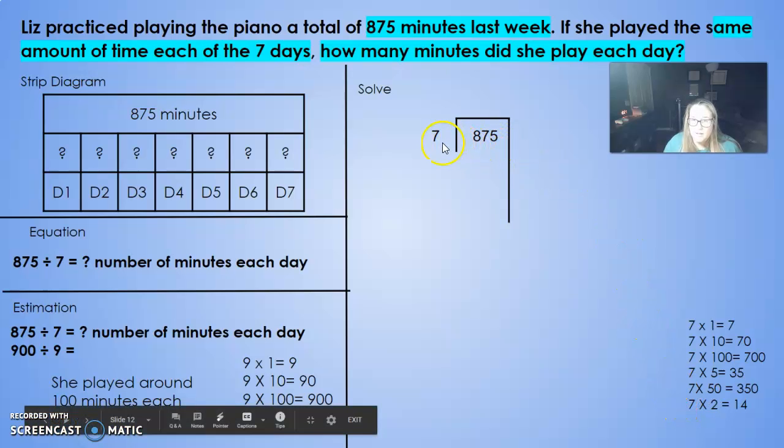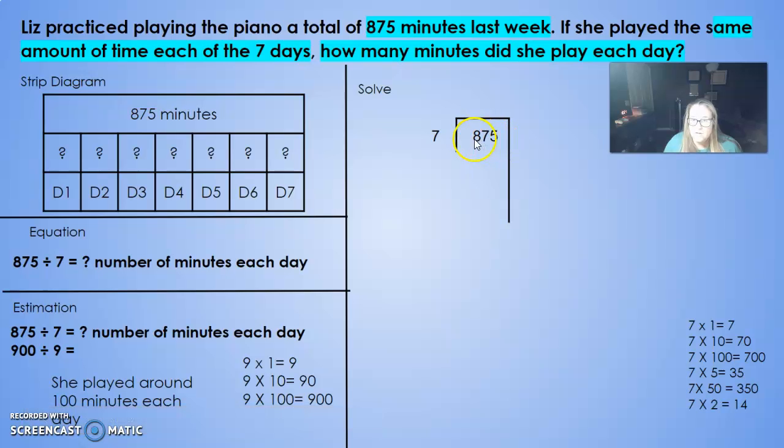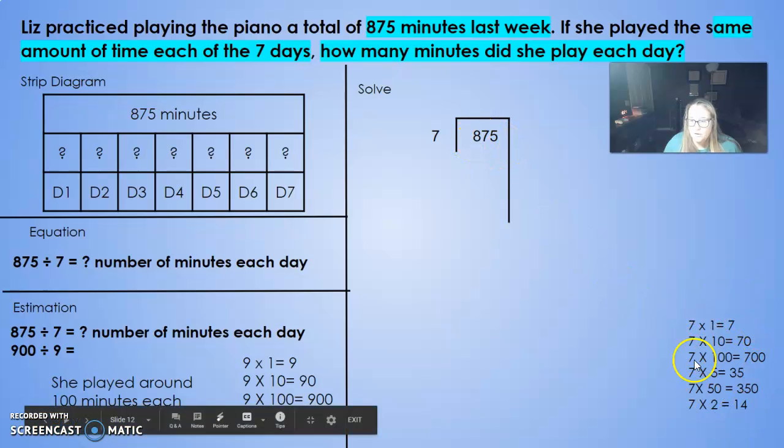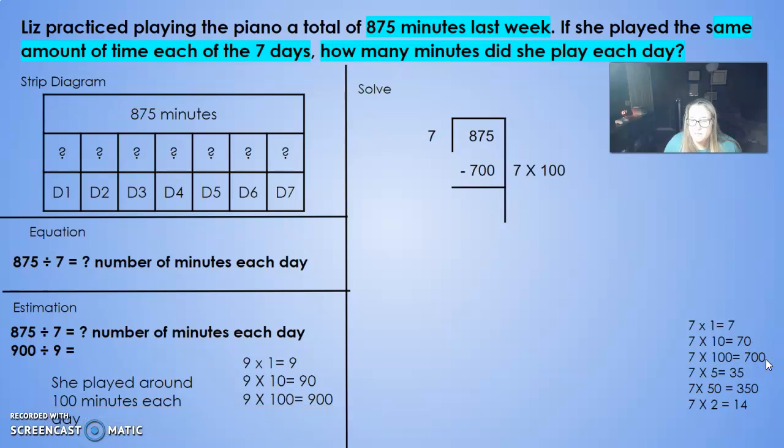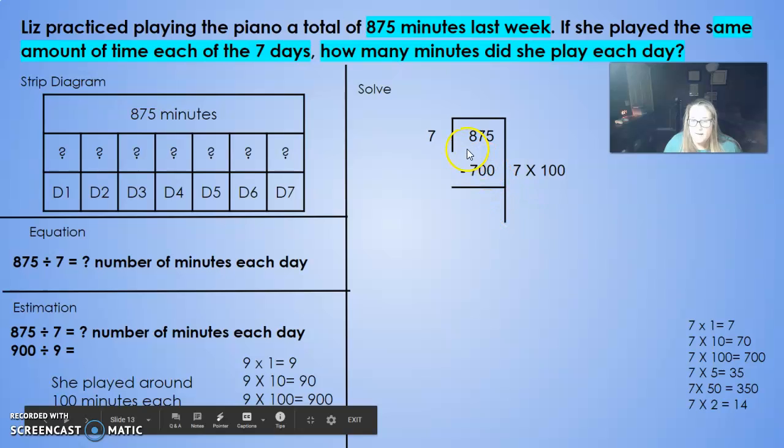So I'm going to look at this. I have 875. If I come over here, which number is the closest to 875? If you said 700, you're right. So that's the first thing I'm going to do. I'm going to take 700 away. So I have 875 minus 700.